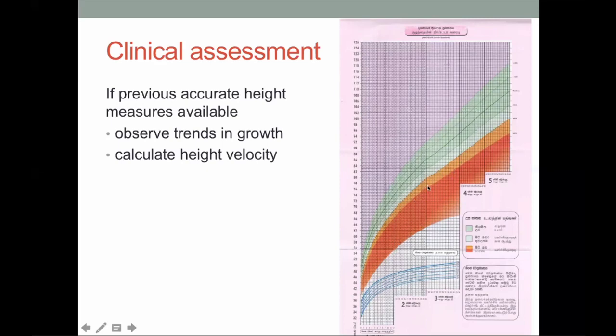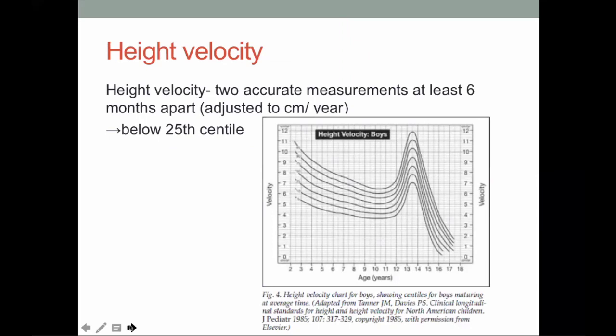And if you have a previous measure, you can also calculate the height velocity. I'll tell you how to do this. So height velocity, how do you calculate height velocity? It is the difference between two height measurements taken at least 6 months apart, and then you adjust it to centimeters per year, right?